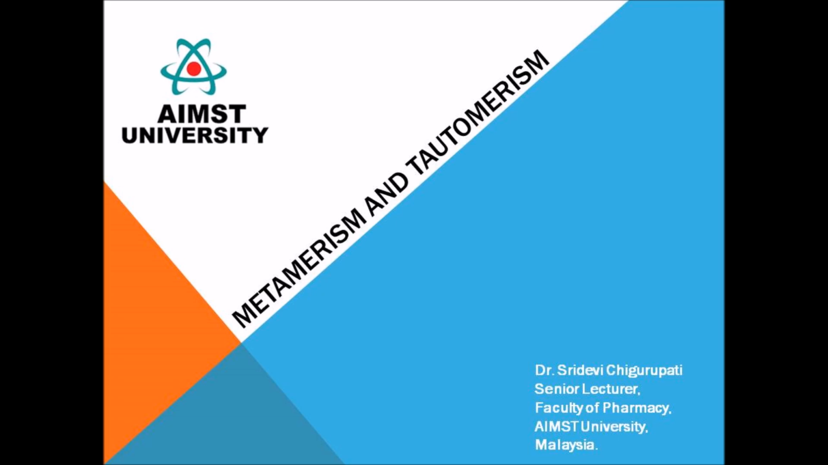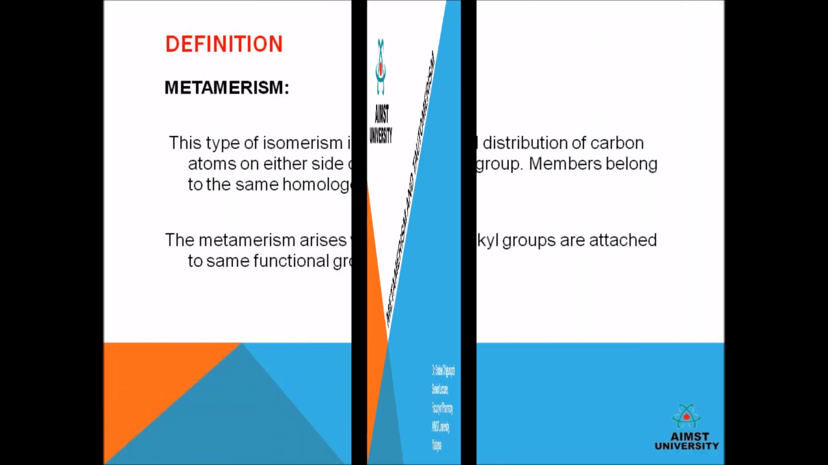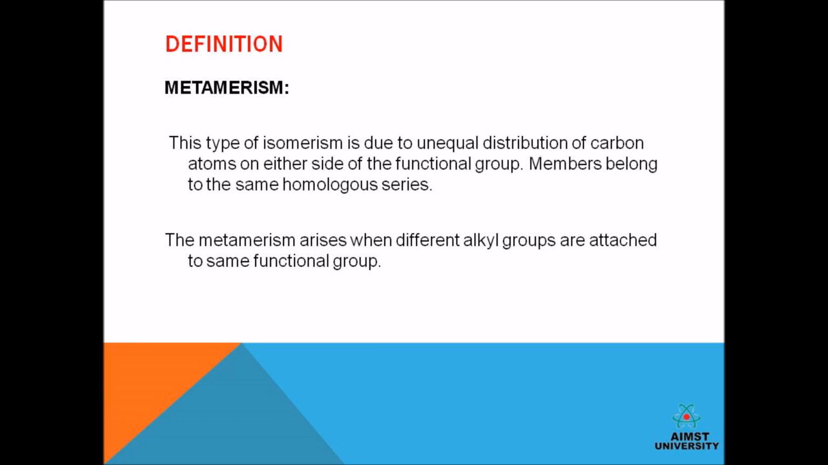Today's topic is Metamerism and Tautomerism. Coming to the definition, what is metamerism? This is a type of isomerism which is due to the unequal distribution of carbon atoms on either side of the functional group. Members of this metamerism belong to the same homologous series. Metamerism arises when different alkyl groups are attached to the same functional group.